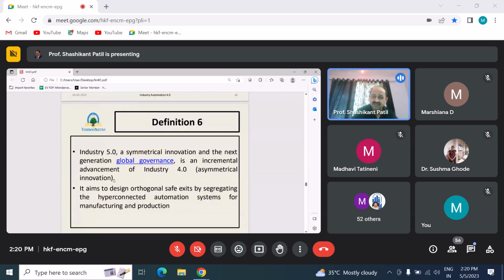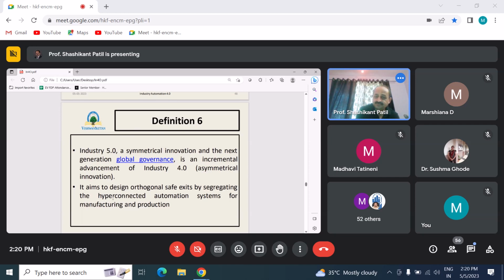Industry 5.0 is nothing but a symmetrical innovation and the next generation global governance, which is an incremental advancement of Industry 4.0, wherein Industry 4.0 is asymmetrical innovation, and it also believes in design orthogonal safe exits by segregating hyper-connected automation systems for manufacturing and production.